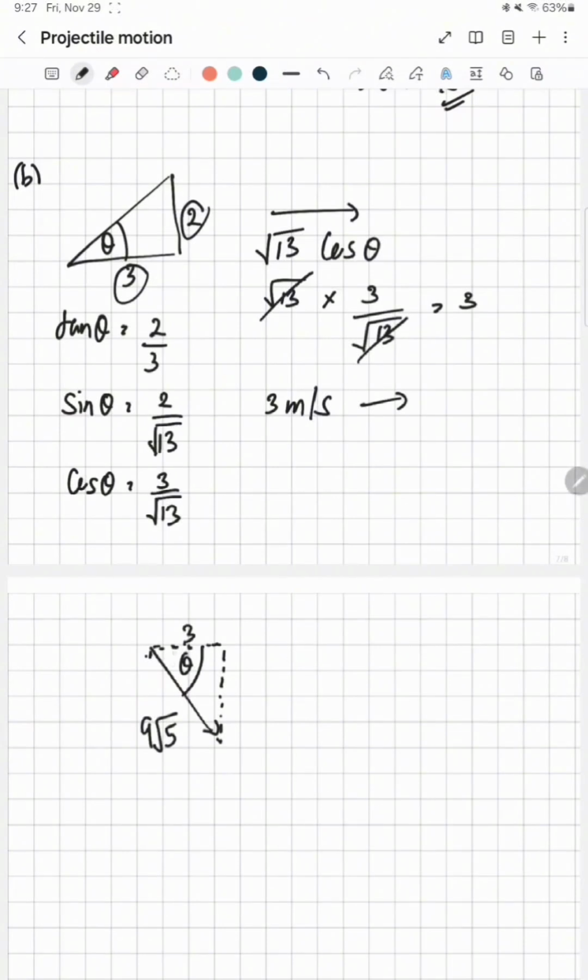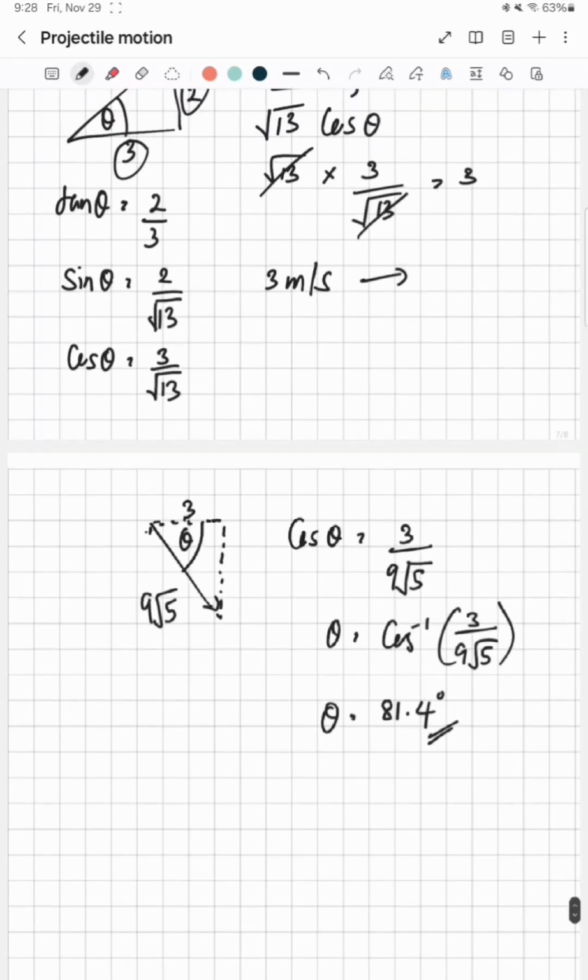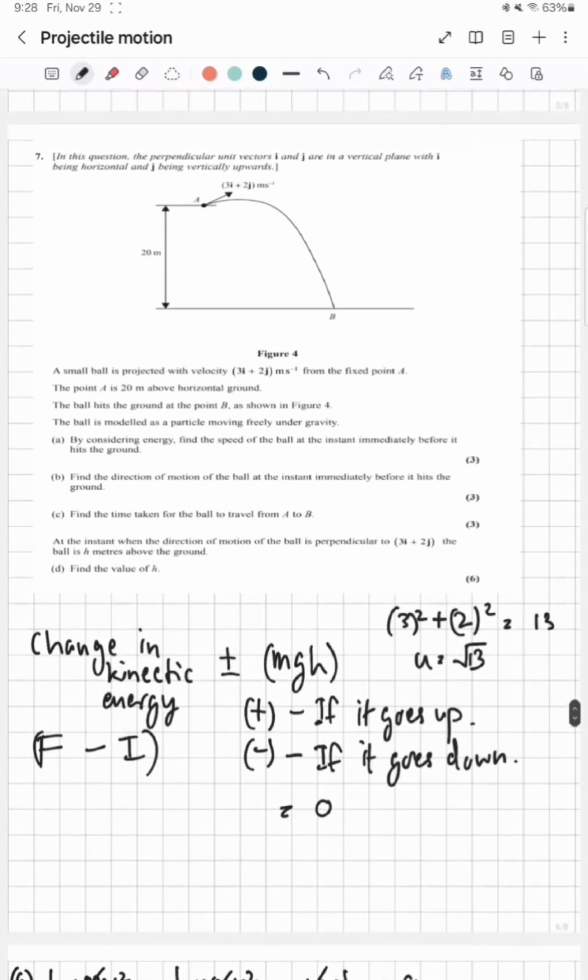So this is the adjacent side, and this is the hypotenuse, right? So cos theta equals the adjacent side over the hypotenuse, which gives you theta equals cos inverse of 3 over 9 root 5. This will give you 81.4 degrees. Okay, so we found the direction.